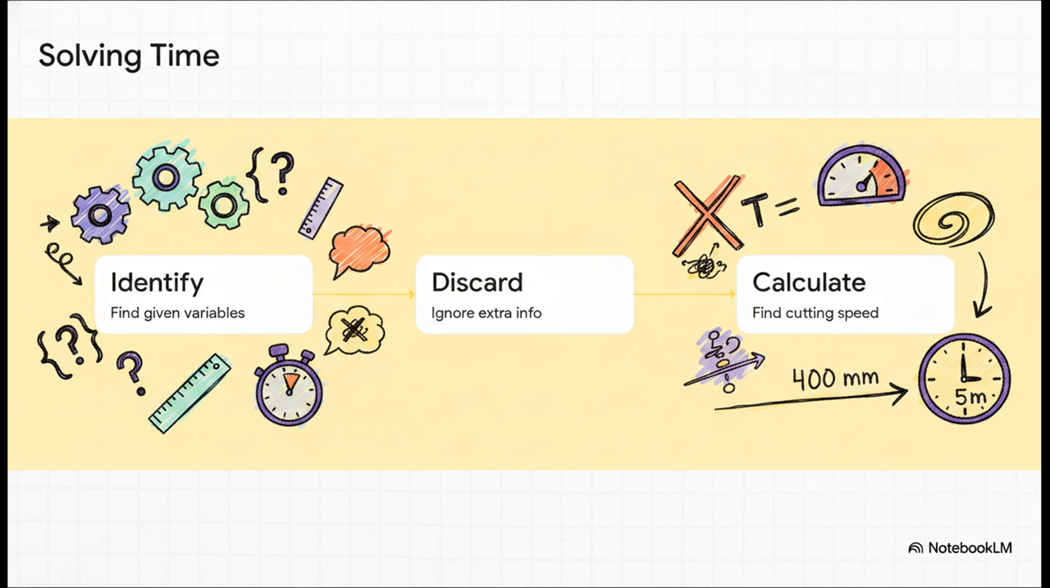So, to crack this, we just follow our deductive steps. First, we identify our given variables and our really strict 5-minute time limit. Second, we confidently toss out that extra depth of cut information. We don't need it. Third, we use our time formula to find the spindle speed, and from there, we calculate the required cutting speed to cover that 400 millimeter length in exactly 5 minutes.